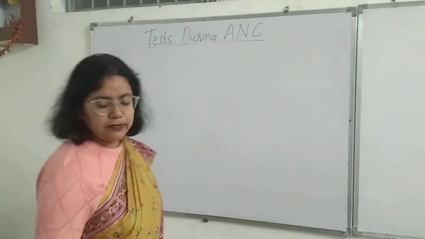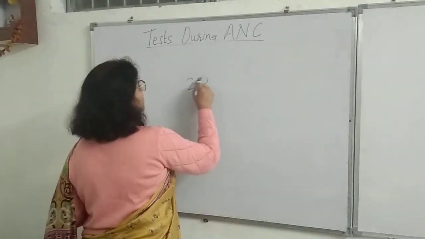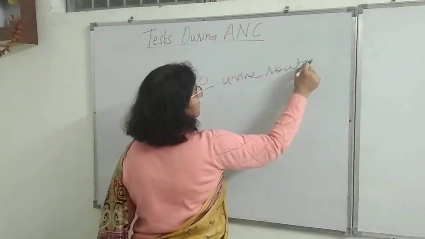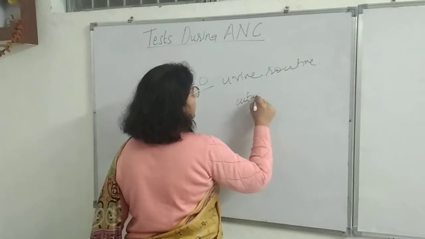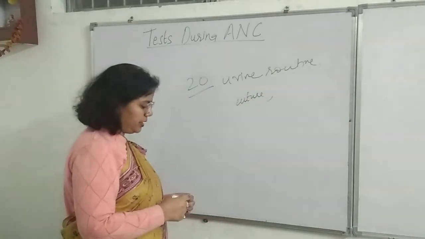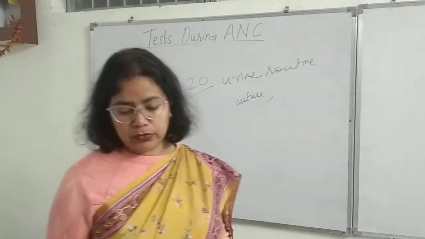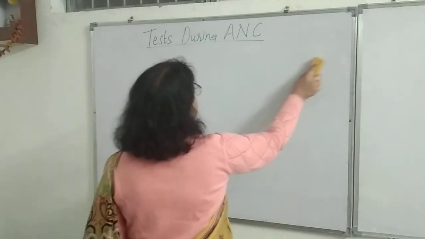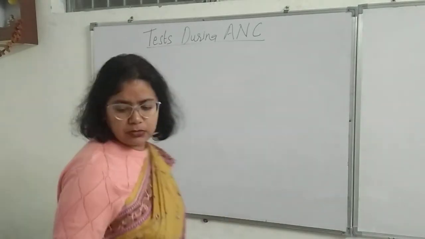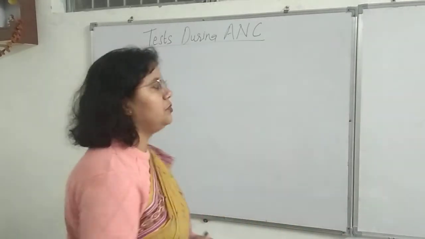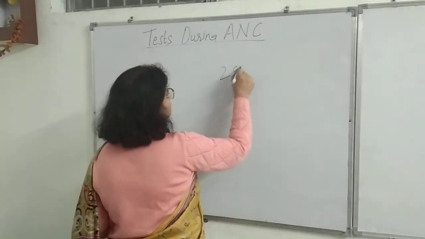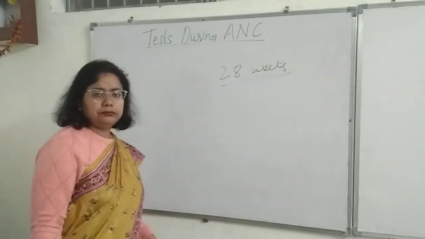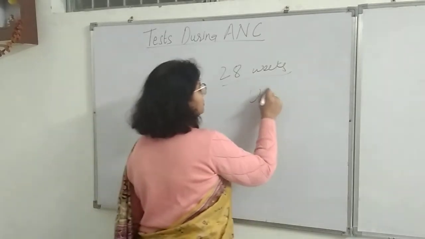At around 20 weeks we will be doing her urine routine again, and preferably we can also do culture. Sometimes we get asymptomatic bacteriuria and so we can also go for culture. These are the tests that have to be done in each and every case you come across. Then after that, at around 28 weeks, you can get her ultrasound.